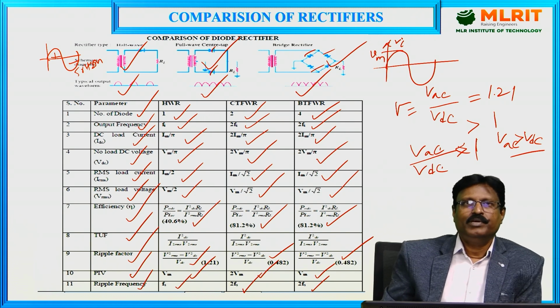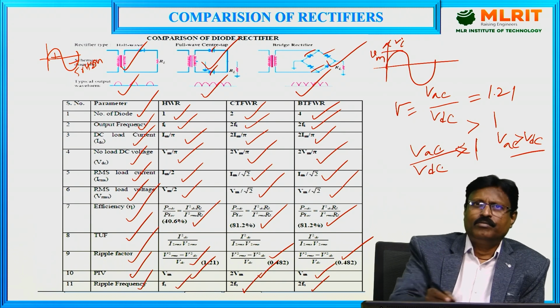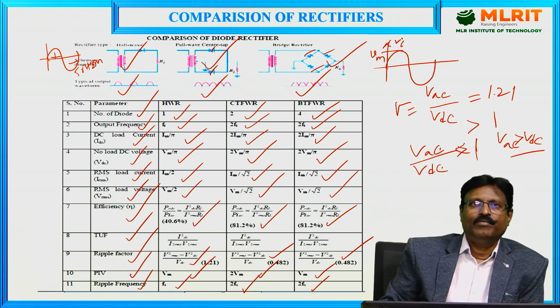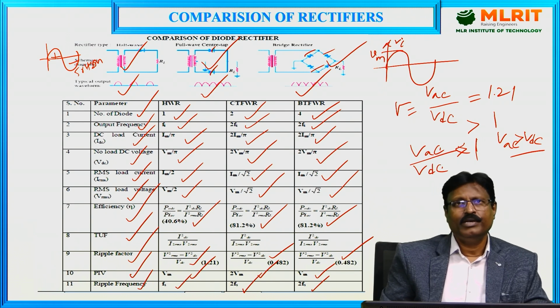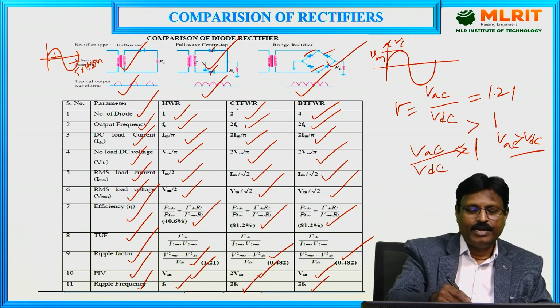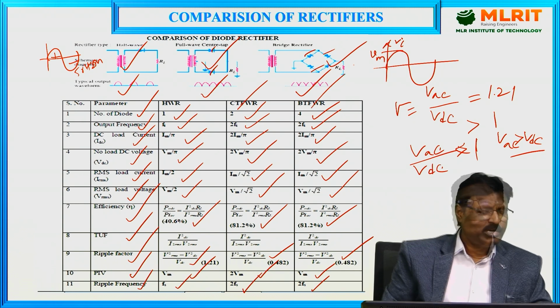The comparison means we take some parameters and compare the different rectifiers. What are the different rectifiers? The first one is the basic half wave rectifier, the second one is the center tapped full wave rectifier, and the third one is the bridge rectifier, which comes under the full wave rectifier. Okay, this is about the comparison of rectifiers.